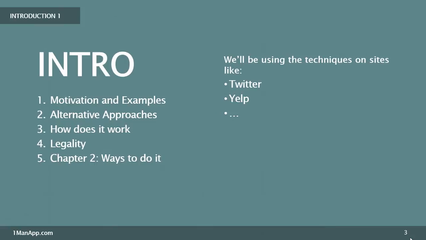In this first chapter, I'm going to talk about why you would want to do something like that, give you a few examples of what that means, show you a few alternative approaches that don't involve scraping or data mining. Then we'll talk about how scraping and data mining can work, touch briefly on its legality, and then start with the first demo on how you could do it. We will be scraping or data mining websites similar to Twitter or Yelp or Google, just as proof of concept.